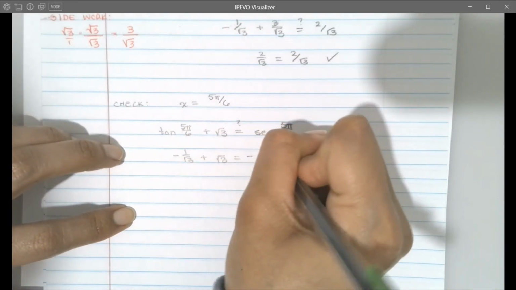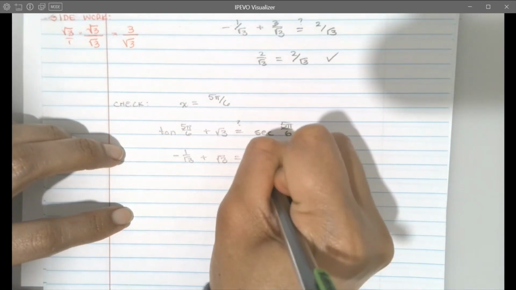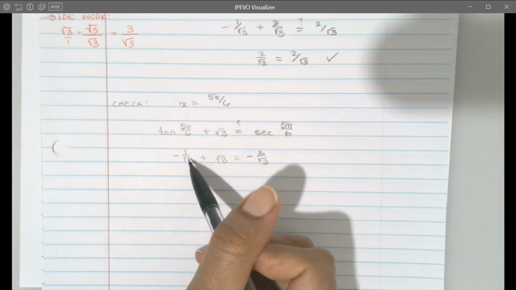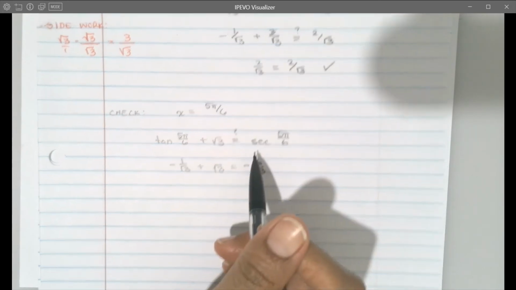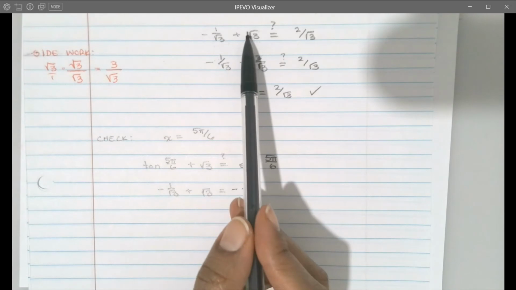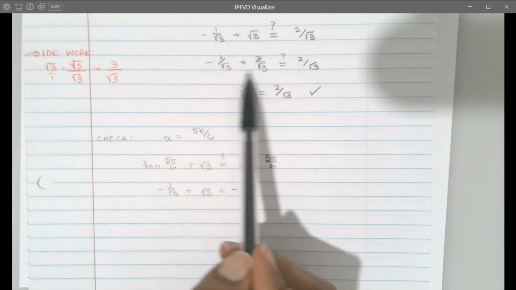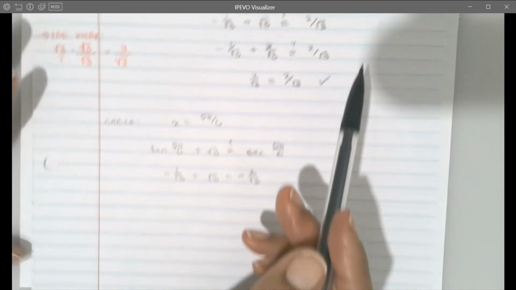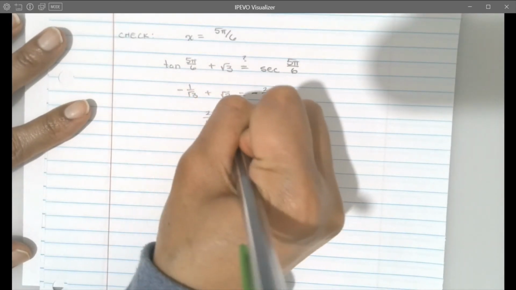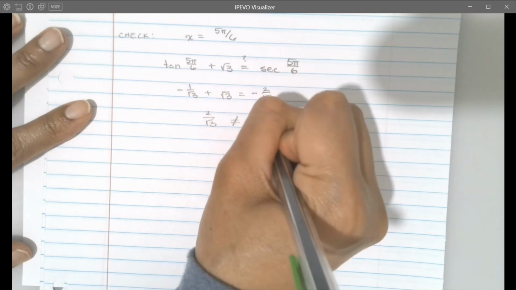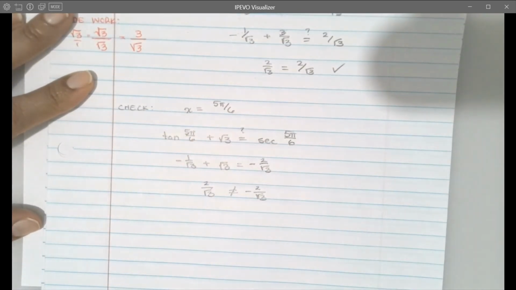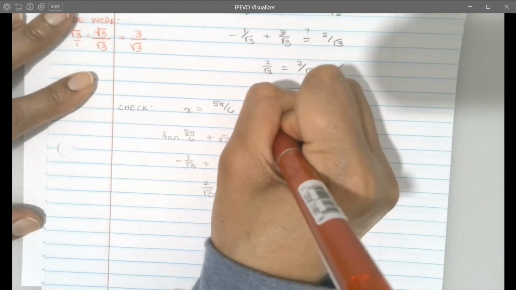So that means that we're looking at a negative 2 over radical 3. Now this negative 1 over radical 3 plus square root of 3 we had before when we were checking x equals 11 pi over 6. And when we simplified it, we actually got a positive 2 over radical 3. And that is not the same thing as a negative 2 over radical 3. That means that this one here is a false solution.